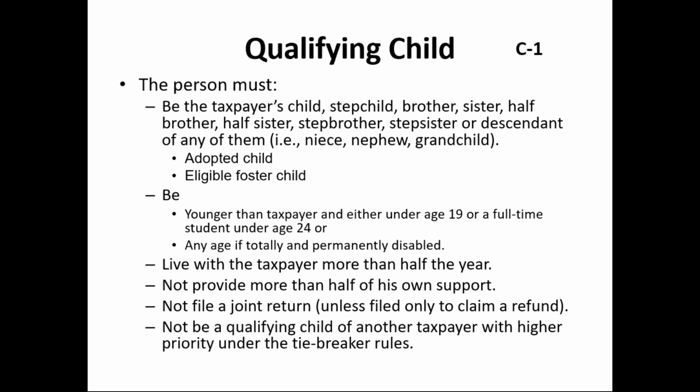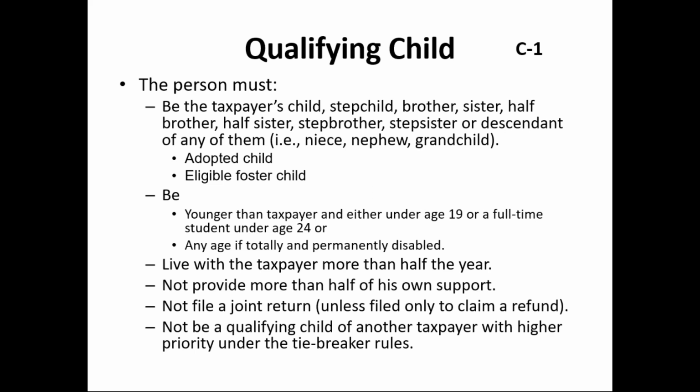The other question we have here is they cannot file a joint return, which if you have a 5-year-old child, it's probably a good thing they're not filing a joint return. If they are, they can still be claimed as a dependent as long as they're only filing a joint return to get a refund with their spouse.